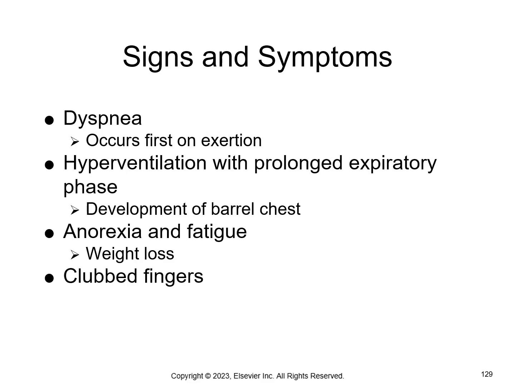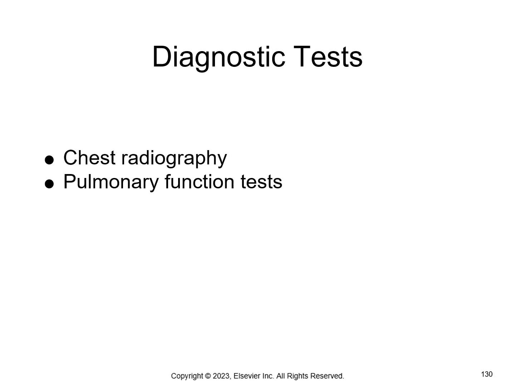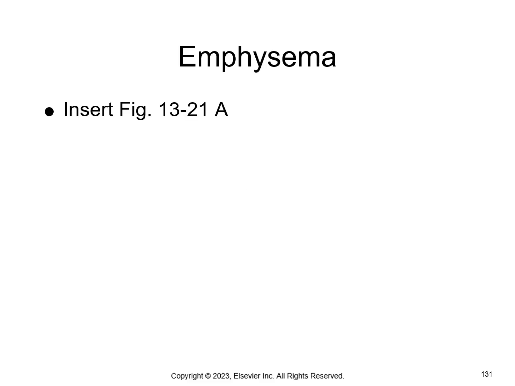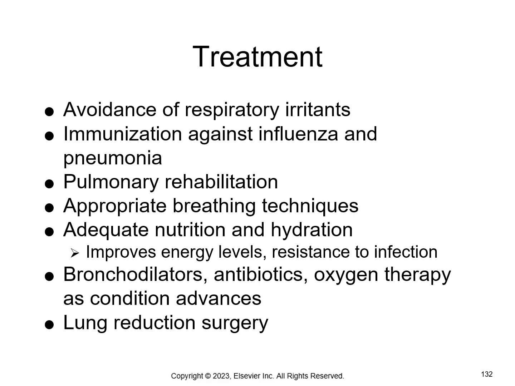Signs and symptoms are going to be dyspnea, which occurs first on exertion, hyperventilation with a prolonged expiratory phase, development of the barrel chest, anorexia, weight loss, clubbed fingers, and then there's your diagnostic and treatment.